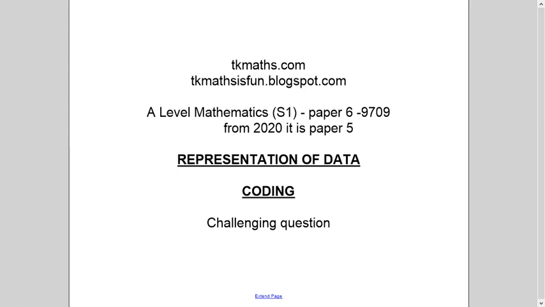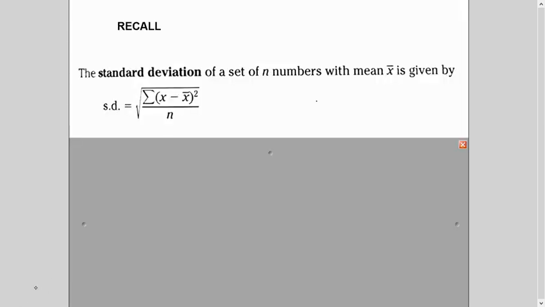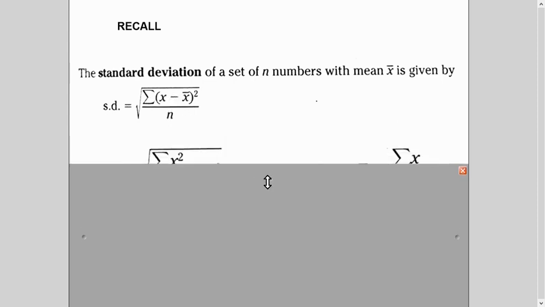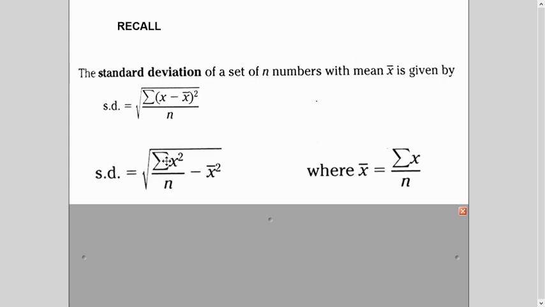But before beginning the question, I will help you develop a few concepts, and then we will begin the question. First of all, recall this standard deviation formula. If you open this formula, you get this form. You don't need to memorize it, because these formulae will be given to you in MF19, which is given along with the exam paper. And the mean is sigma x over n.